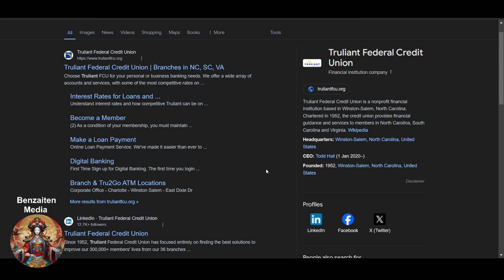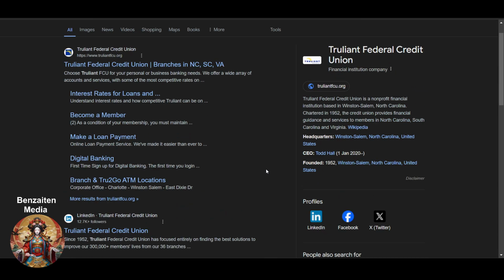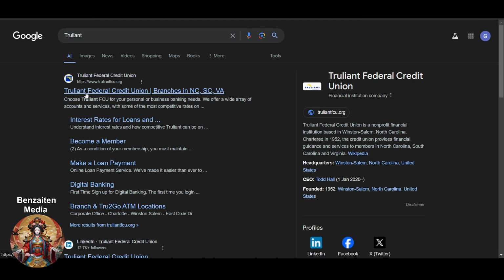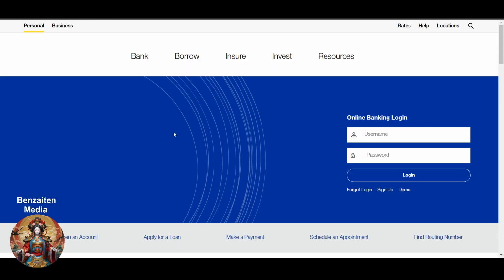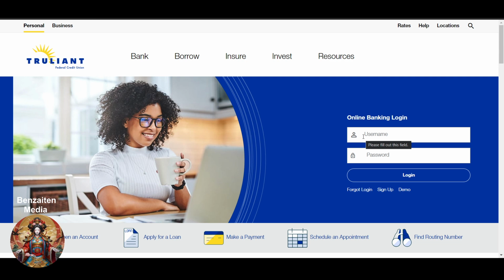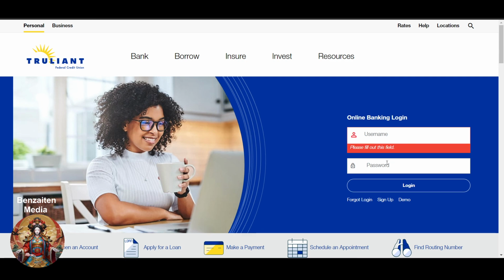You can just visit the branch, call the customer service, or log in online. So this is the website, go to Google and search for Truliant, and you will get this first link. And here on the right side you can see the username and the password. You have to enter your username and the password and just click on login.